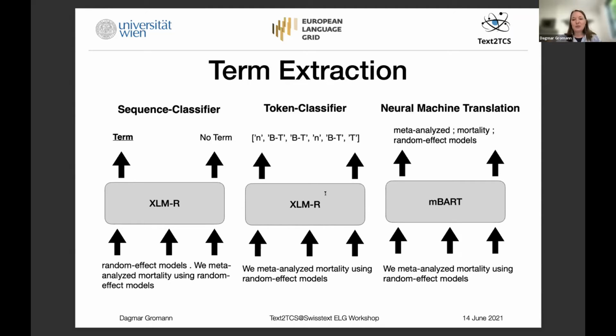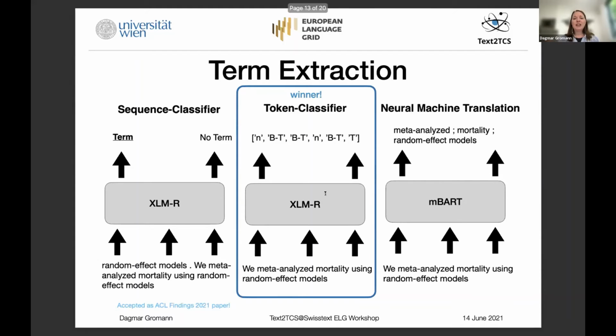We also experimented with neural machine translation, where we basically trained the model to forget all the words in between that are not terms and just output all the sequences that represent a term separated by a semicolon. This worked perfectly as well, but the winner clearly was the token classifier because it was the fastest and the best performing. The neural machine translation model performed really well as well, but was a bit too slow and too large in comparison. However, in terms of accuracy, it performed really well. That is a paper that we recently got accepted as an ACL findings in 2021.